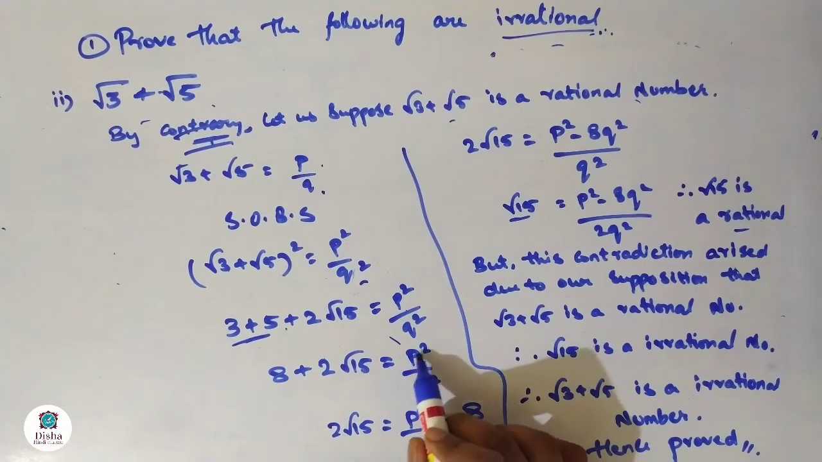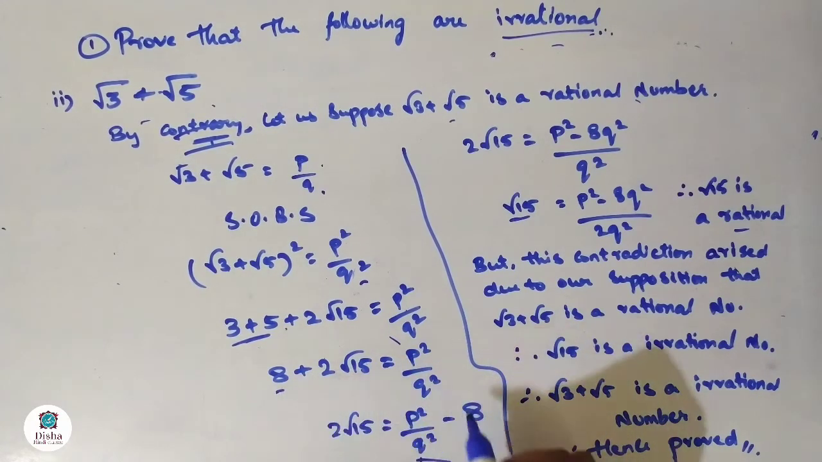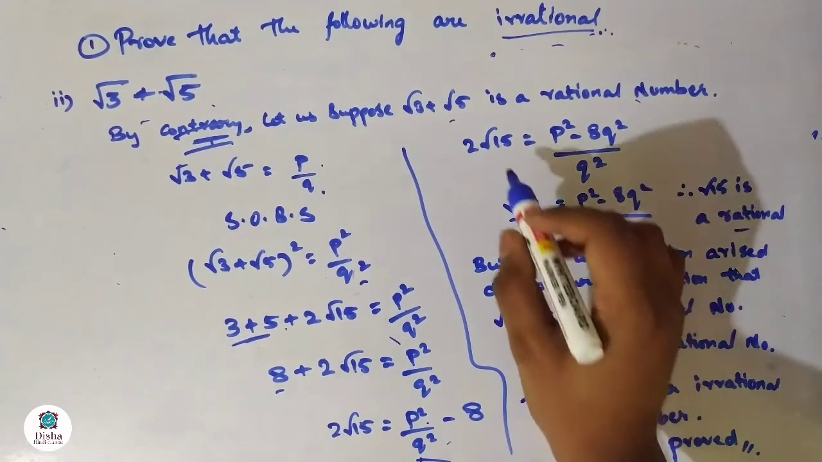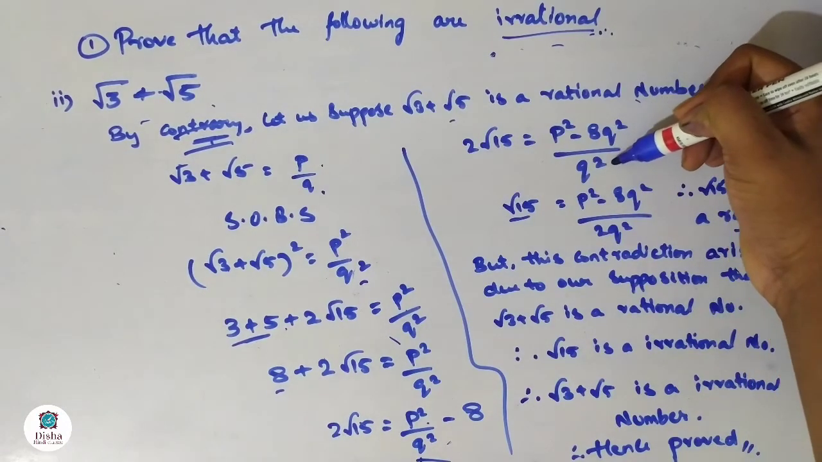So we have p square by q square. We send this 8 to the RHS, that will become minus 8. So 2 root 15 equals p square by q square minus 8. Here we are cross multiplying, that is the LCM, so 2 root 15 equals p square minus 8q square by q square.